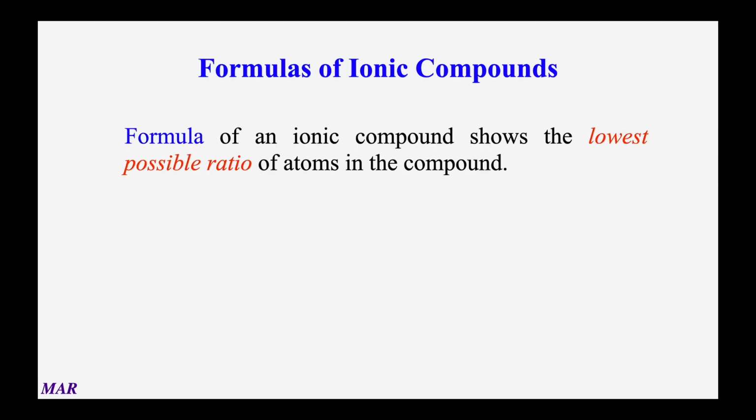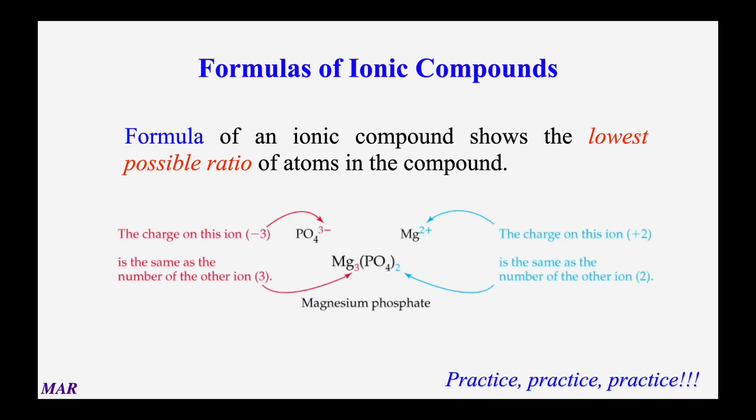Formula of an ionic compound: the formula will always show the lowest possible ratio of atoms in the compound. So, for example, when you have magnesium and phosphate coming together, magnesium is +2 and phosphate is -3. And like we talked about earlier, a common denominator between 3 and 2 is 6. So if you go 6 divided by the 2 on magnesium, that's where the 3 comes from. And 6 divided by 3 on the phosphate is why you need 2.